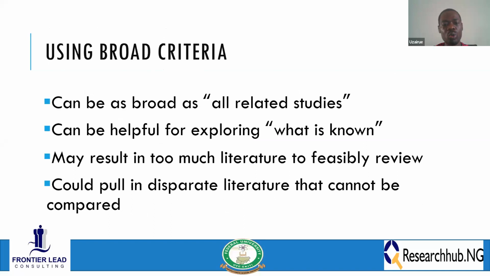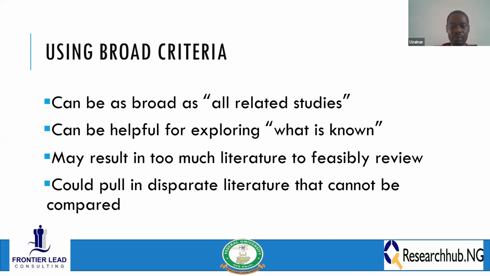Now, another thing we also want to look at, for example, is using broad criteria, which means that you're going to be including as many studies as possible. Another thing is that it will also be helpful to explore what is known. But the result may become so cumbersome that too much literature will not be really flexible when it comes to the review at that instant. Then it could also bring in disparate literature that cannot be compared. So that's what happens when you have a broad criteria set.